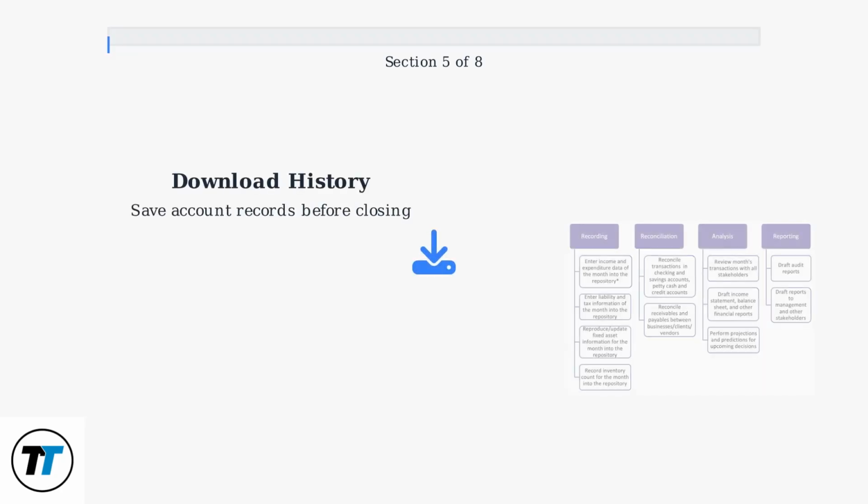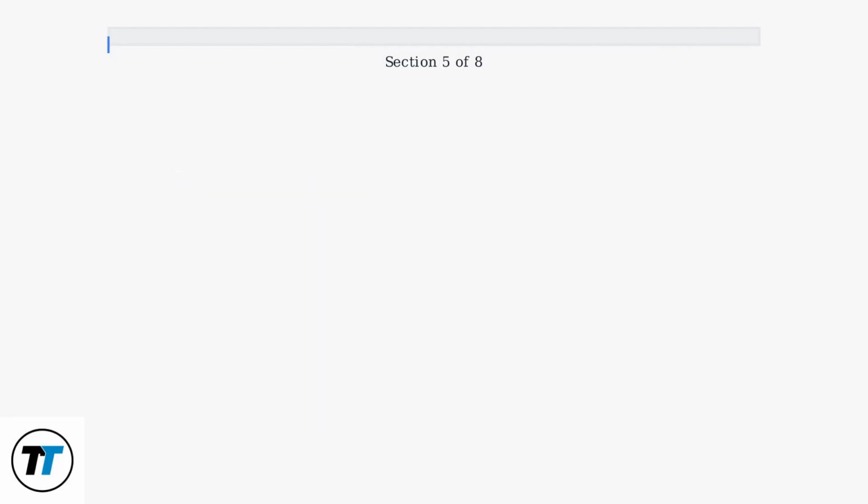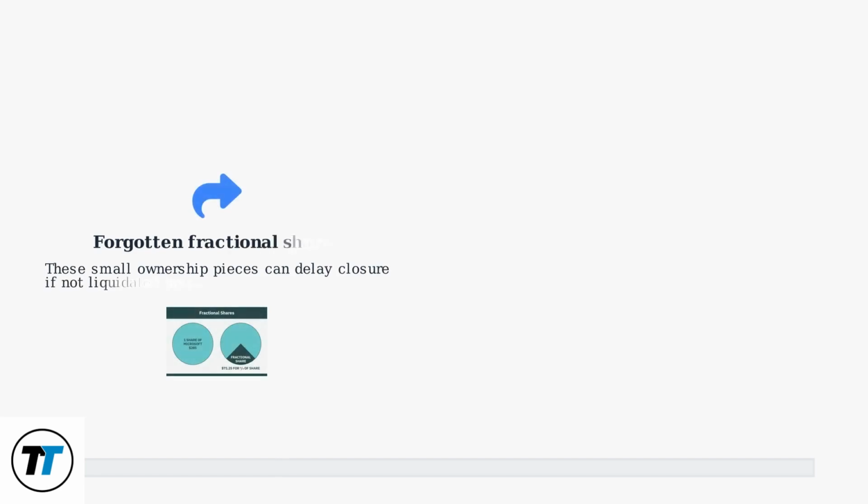Before closing, download your account history for personal records. This includes trade history, statements, and tax documents that you'll need for your own compliance and record keeping. Common pitfalls can complicate account closure at Interactive Brokers.